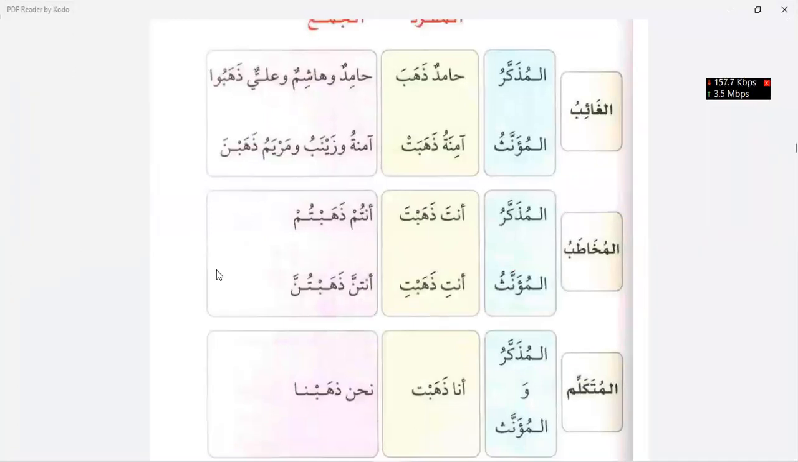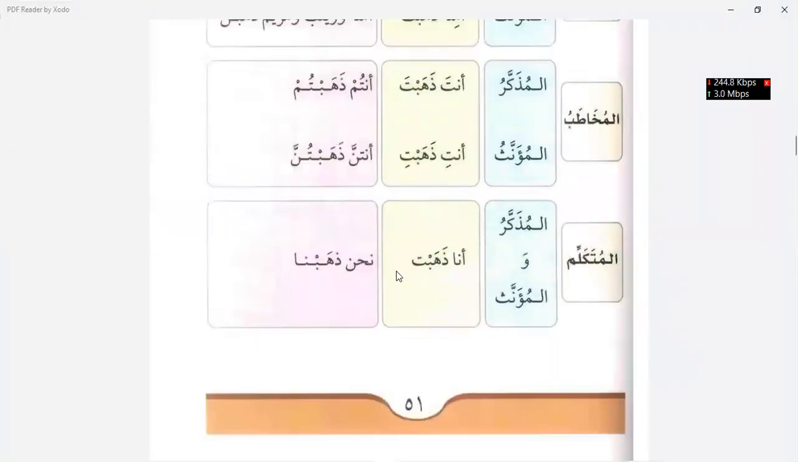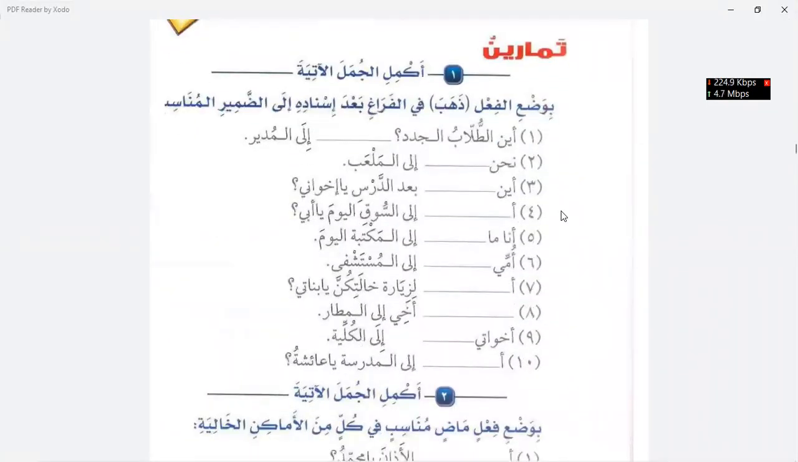Next student is Satya. Assalamu alaikum, sir. Wa alaikum assalam. From where? Number four. Number four. Ama ilal maktabati liyam. Nanma a ilal suki liyam. Ya B.